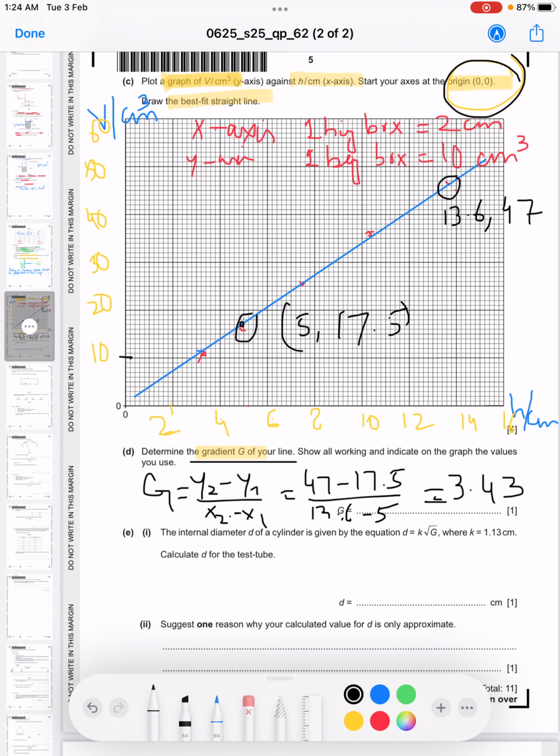Let's start it. The internal diameter d of a cylinder is given by this equation. Okay, the formula is given, we just need to put the values. The K value is given and calculate the d of the test tube. Okay, so how will we solve it? Just put the values. D equals K value is 1.13, square root of G value is 3.43.